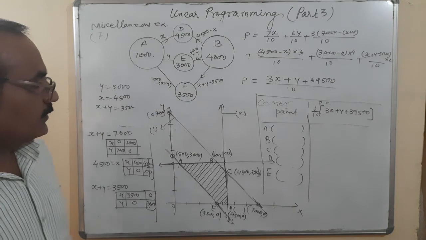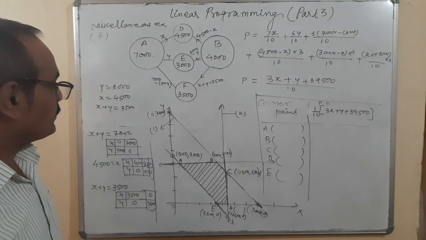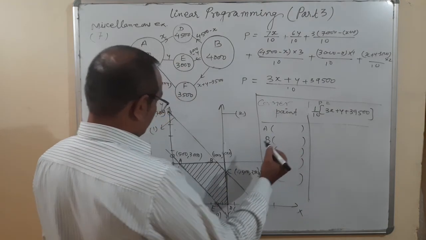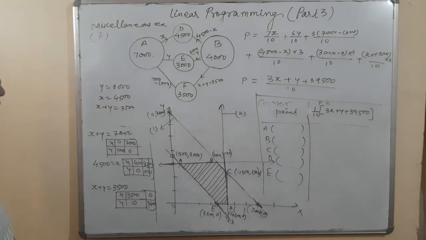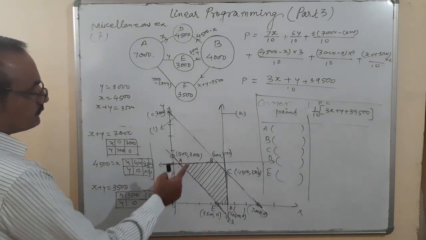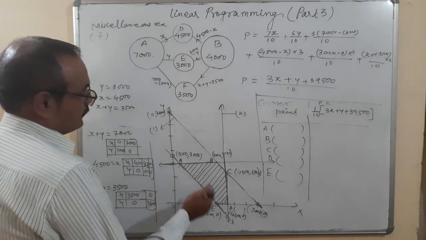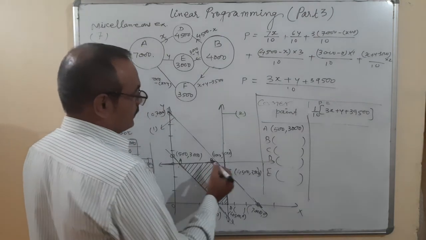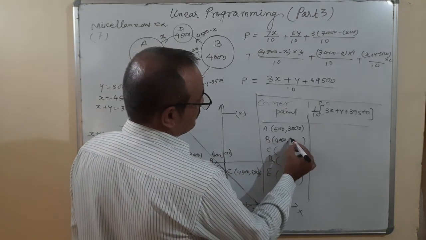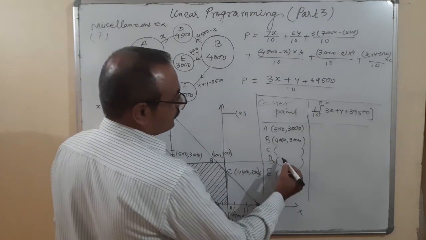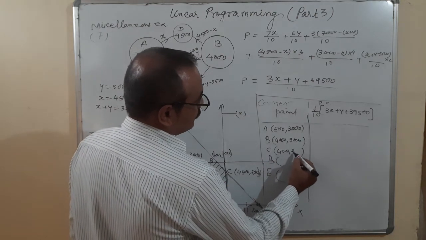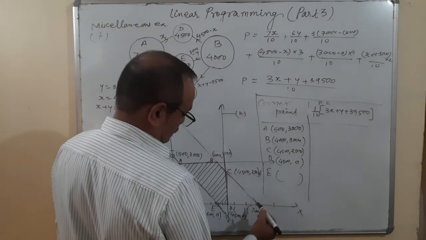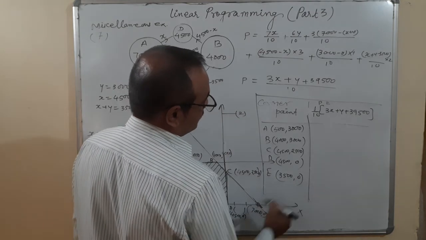Okay. On the graph paper, these things are not required. Simply you can put the value 500 and 3000. Sorry, it is 5000. No, it is 500. So 500, 3000. For B, it is 4000, 3000. For C, it is 4500 and 2500. For D, it is 4500, 0 and for E, 3500 and 0.